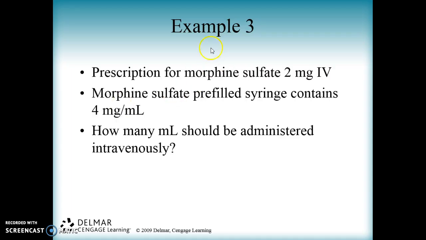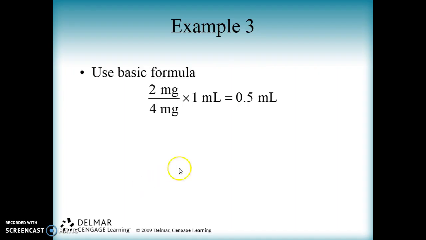Here's another one. We have 2 milligrams IV, and the solution contains 4 milligrams per mil. So what are you going to do? What's ordered goes on top, the 2 milligrams. What we have available goes on the bottom, 4 milligrams, times the unit of measure, which is 1 mil.